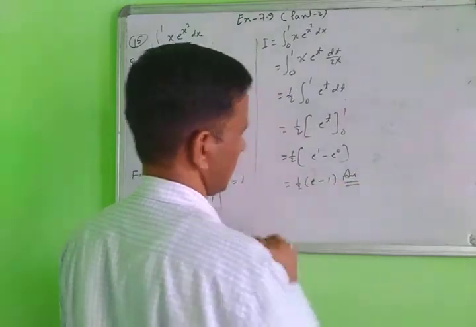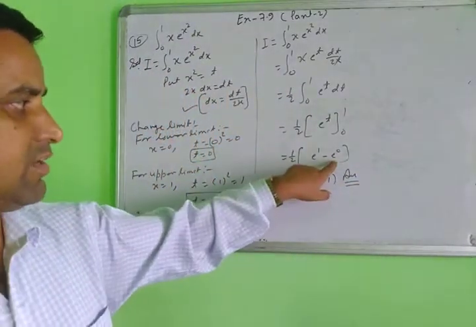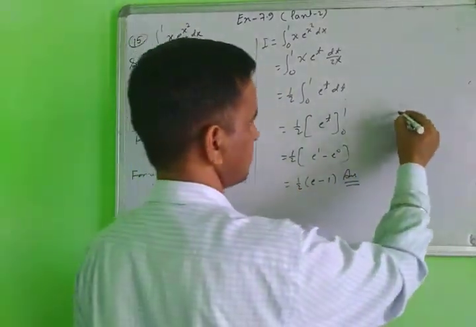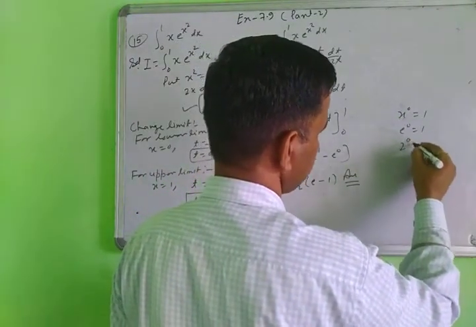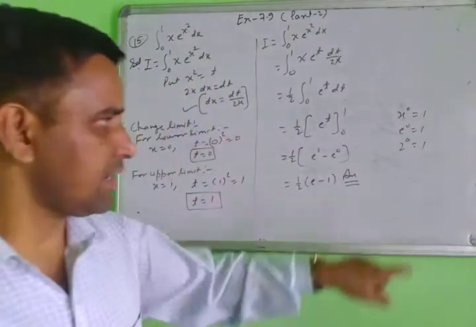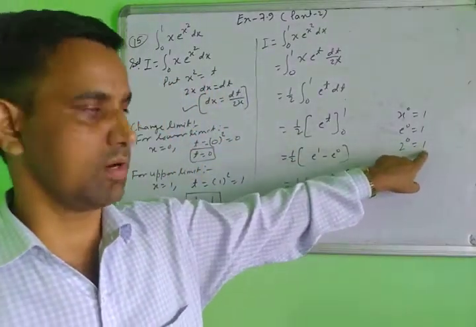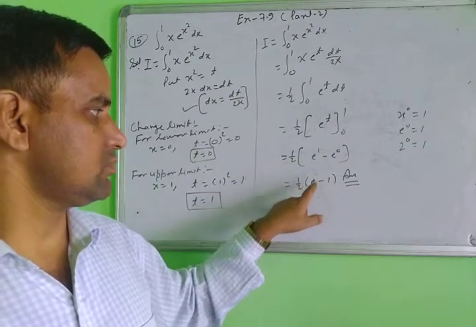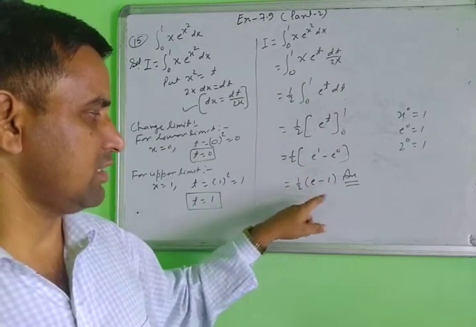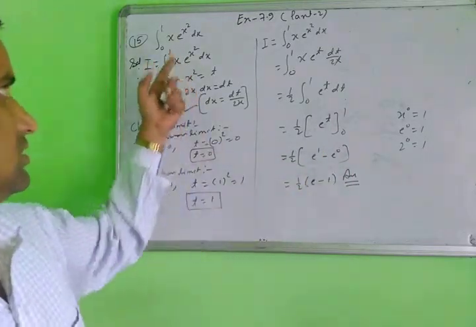This is your final. Any number having exponent 0, suppose 2^0, e^0, has value 1. Every number with exponent 0 has value 1. So e^0 means 1, and e^1 means e. With 1 by 2 outside, this is your final answer of this question.